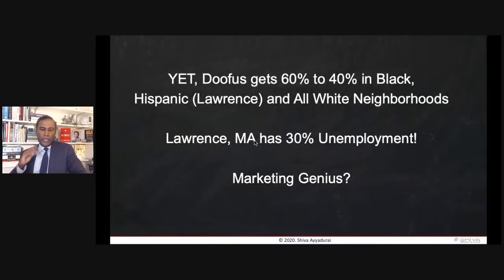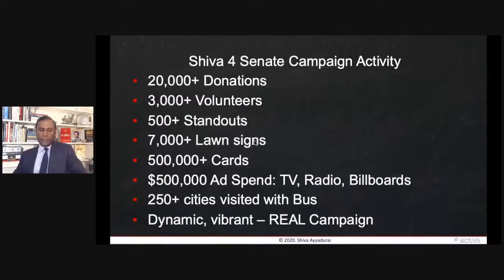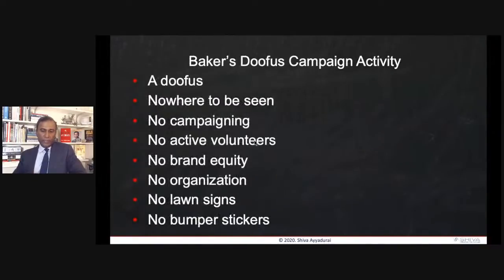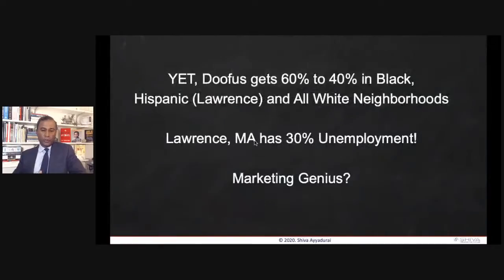And what happened? In spite of all of this effort that was done by us, working people, and in spite of no work done by this fool, look at the results. He got 60% of the votes to my 40%. Now, what's really interesting is that 60 to 40 was the same in Black neighborhoods, in Hispanic neighborhoods, and all white neighborhoods. I'm sorry, this guy's a pasty-faced white guy, okay? That's what people would call him. He got the same number of votes in an all-Black neighborhood, in a Hispanic neighborhood in Lawrence, Massachusetts, where there's 30% unemployment.